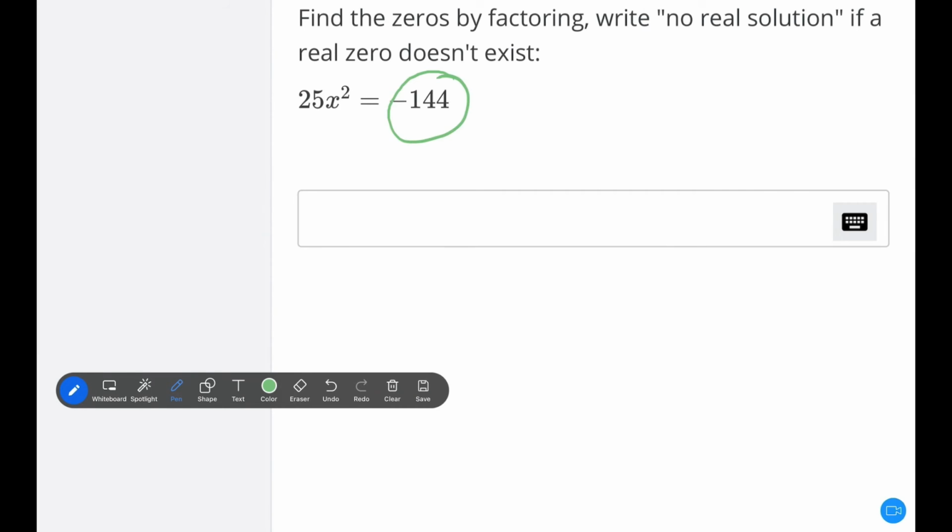This side needs to be a 0, so you have to get rid of that. That's plus 144 on both sides. So 25x squared plus 144 equals 0, right?